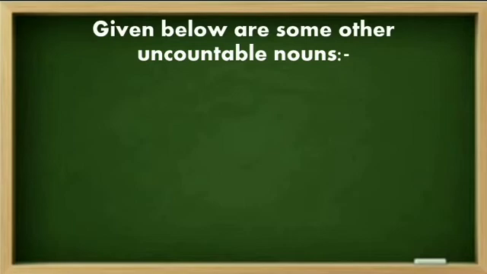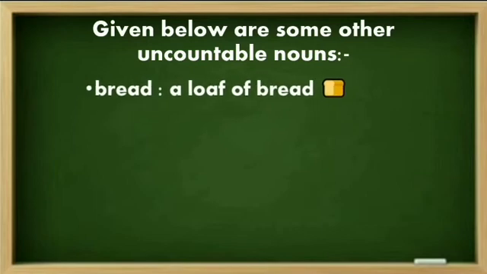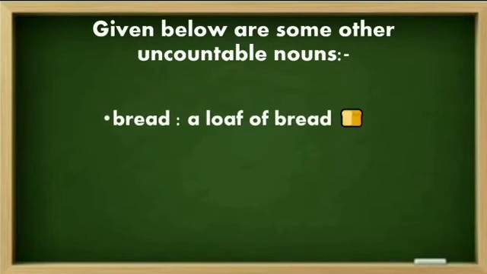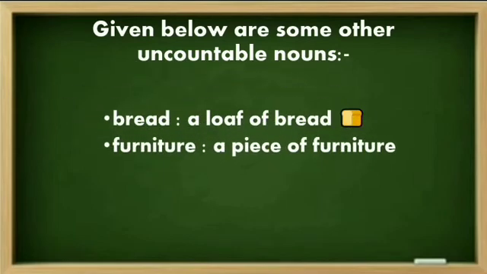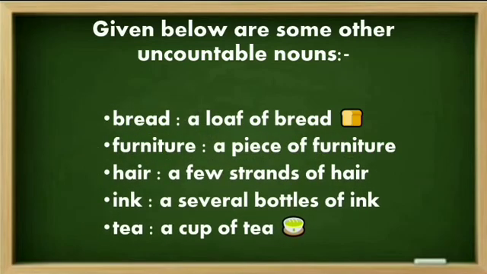Given below are some other uncountable nouns. For example, bread, a loaf of bread. Furniture, a piece of furniture. Hair, a few strands of hair. Ink, several bottles of ink. Tea, a cup of tea.